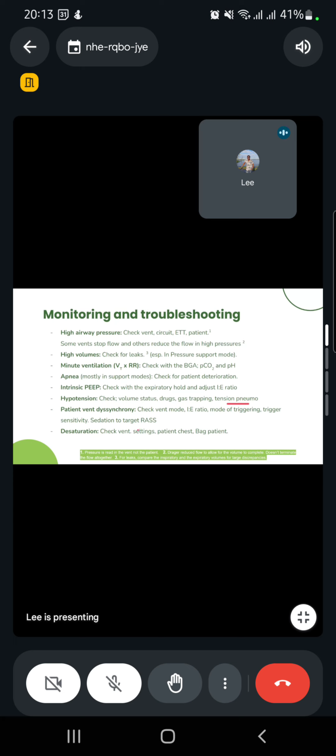Desaturations, you need to check your vent settings, you need to check your oxygen supply, your FiO2, patient chest. Sometimes if it's too much, you disconnect the patient from the vent and you bag. And just by bagging the patient, you'll be able to tell exactly where the problem is. If you're bagging and it's easy and the patient's chest wall is rising, then your issue is probably with the circuit and your oxygen supply. But if you're bagging and it's difficult, there's probably an obstruction with the endotracheal tube, or your asthma, your COPD, your airways are getting worse.